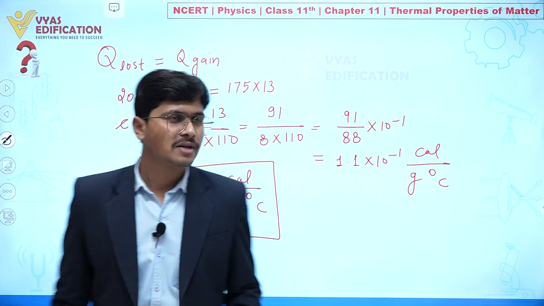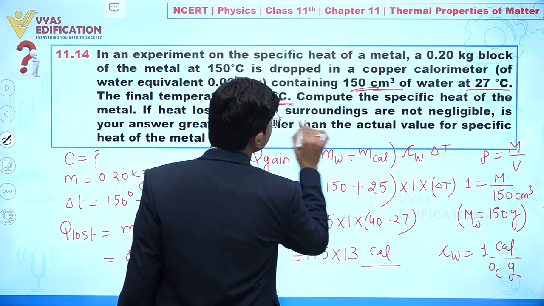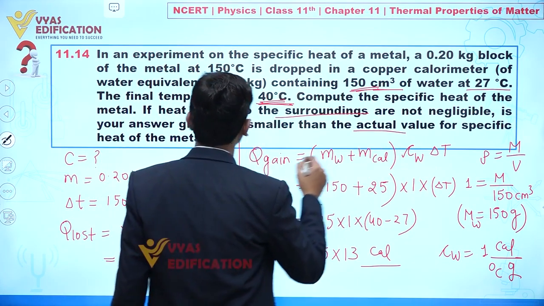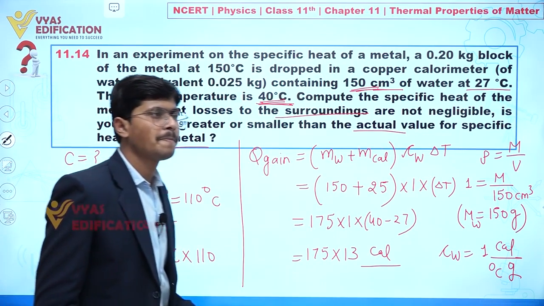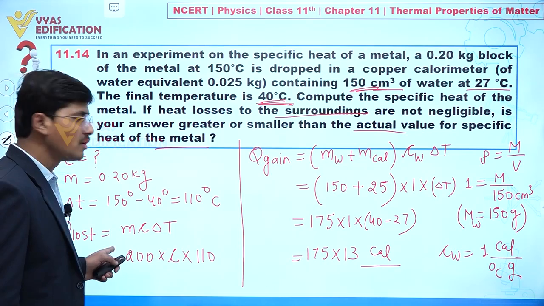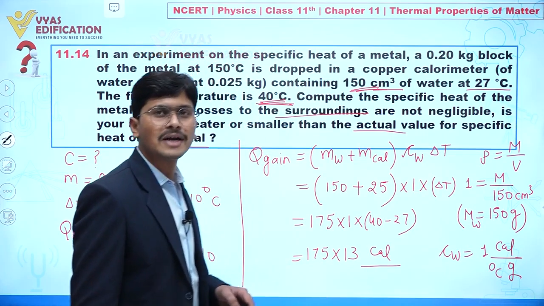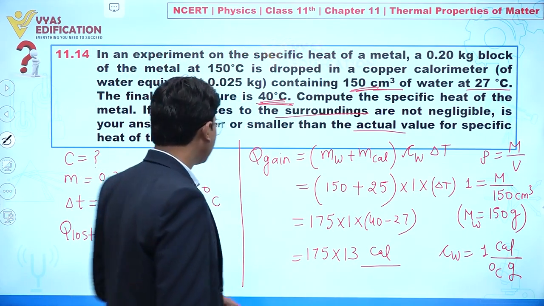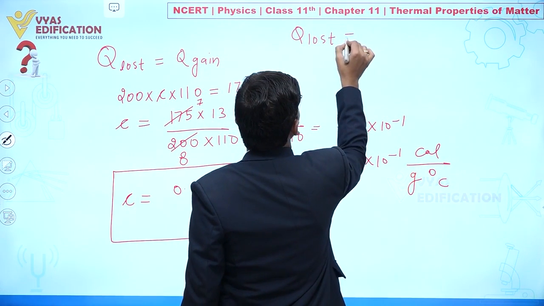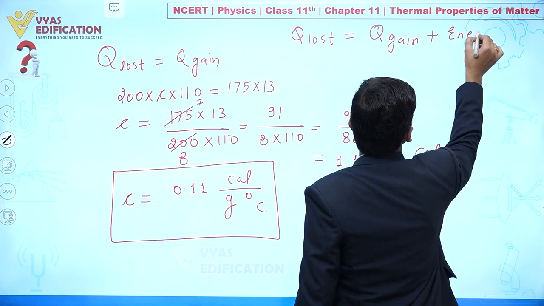Clear? So now we can say actually one more thing is given. If heat losses to surrounding are not negligible, clear, then your answer is greater or smaller than the actual value of specific heat of metal. Now listen carefully. Whenever total heat lost by this copper block will not equal to heat gained by this water, clear, or heat gained by calorimeter, so at that time how you will write? We can write like this, heat lost should be equal to, I can say heat gain plus some energy that is going to surrounding.